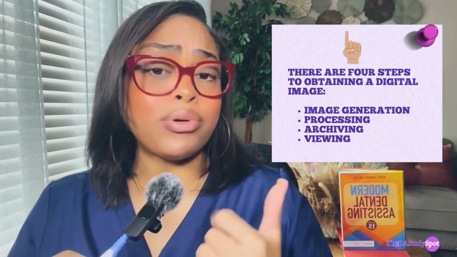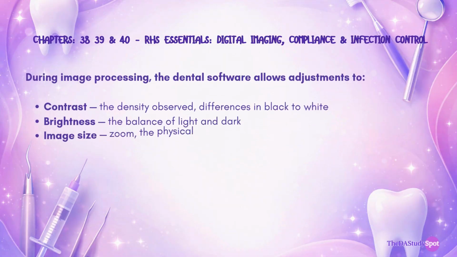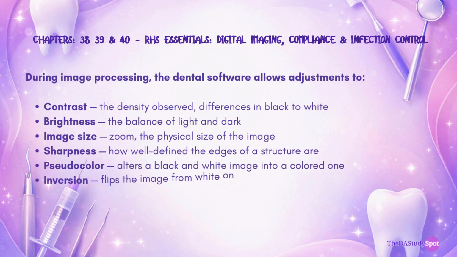Now, no matter which system you use, obtaining a digital image happens in 4 steps: image generation, processing, archiving, and viewing. During image processing, the dental software allows adjustments to contrast, which is a density observed, differences in black to white, brightness, the balance of light and dark, image size, zoom, the physical size of the image, sharpness, how well defined the edges of a structure are, pseudo color, which alters a black and white image into a colored one, and inversion, which flips the image from white on black to black on white.